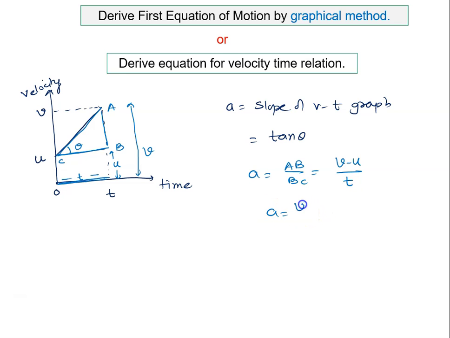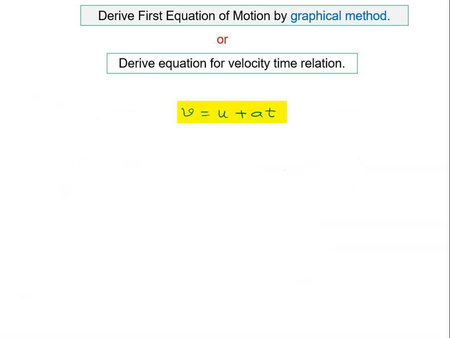So acceleration is given by V minus U upon t. Cross multiplying, V minus U equals AT, or V equals U plus AT. So the right answer of this: V equal to U plus AT.